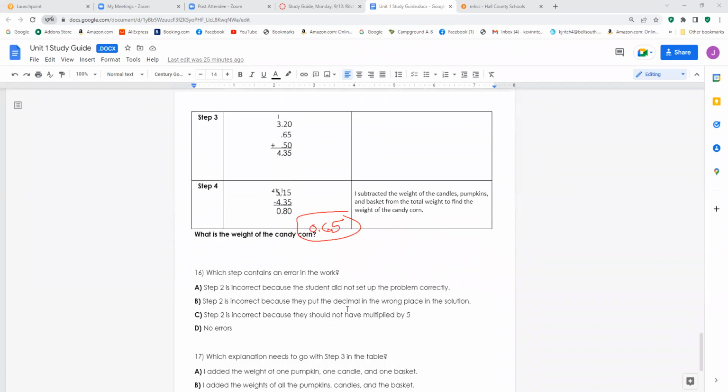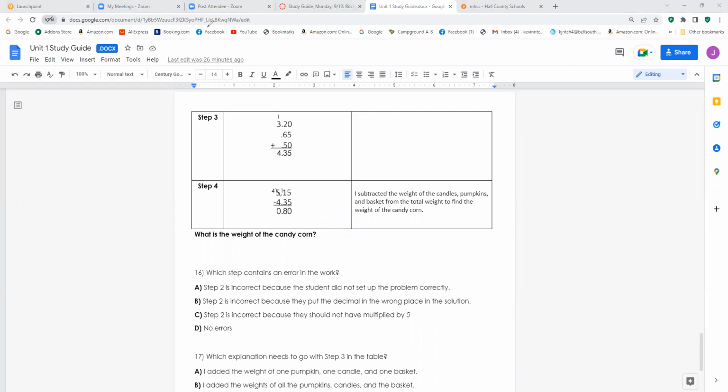Step 2 is incorrect because they put the decimal in the wrong place. I agree with that answer. Step 2 is incorrect because they set the problem up correctly. That's not the problem. The problem is they put the decimal in the wrong place in the solution. All right, and then let's get rid of this.